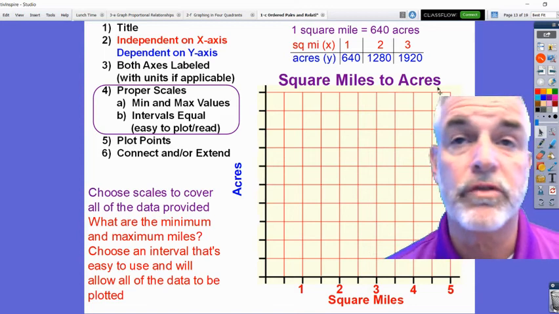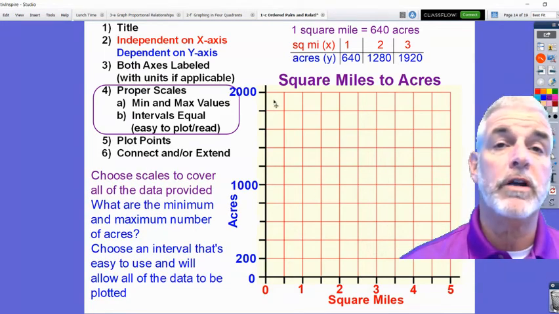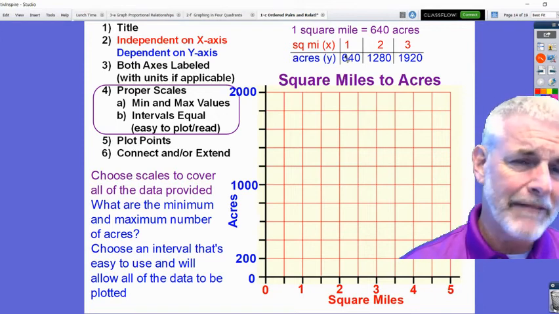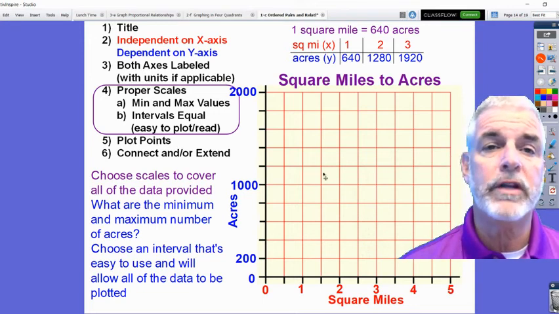Let's go to the acres because those numbers are big. So in the acres, we need to go from 0. You don't really have to start at 0, but you can in this case, okay? All the way up to 1,920.